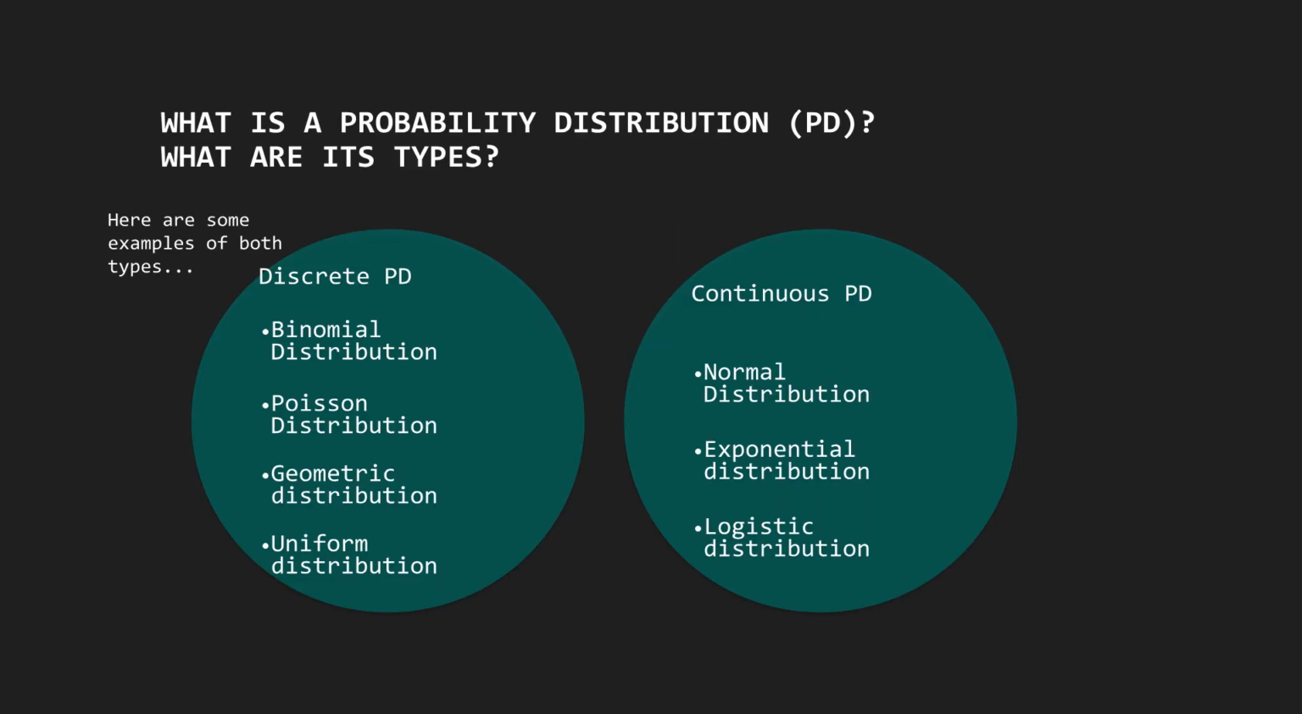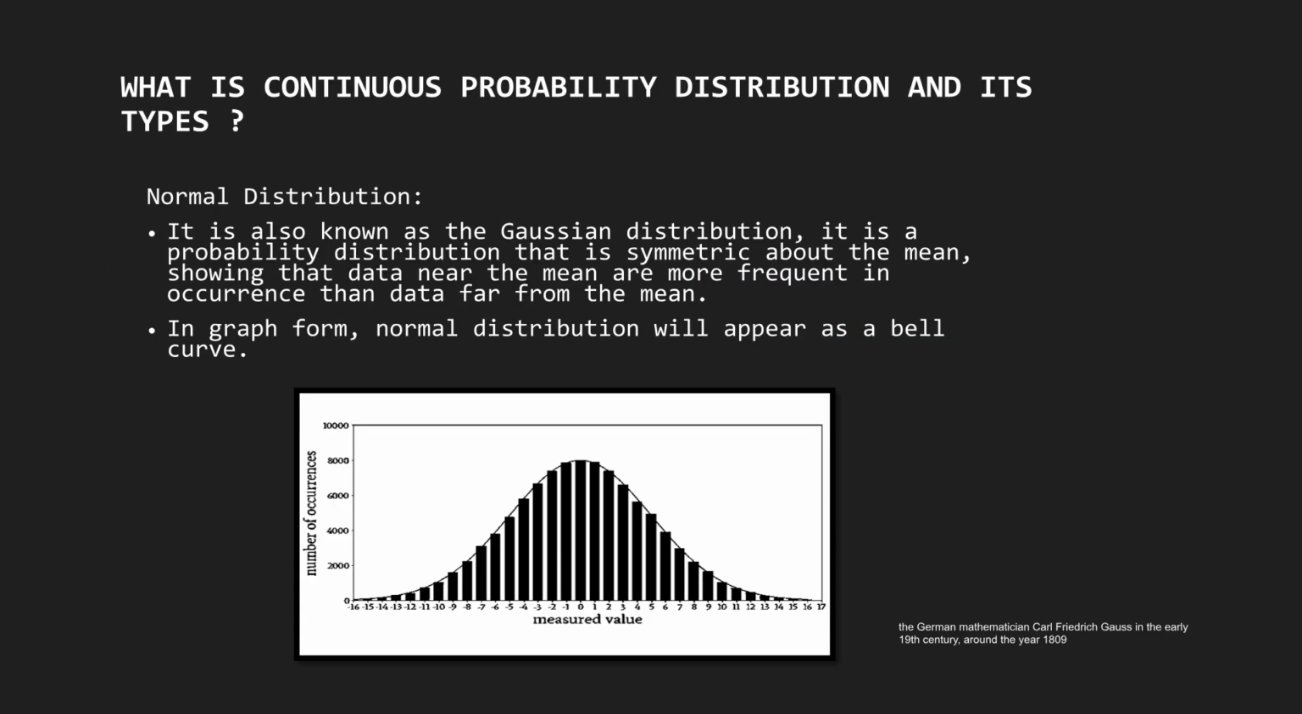A probability distribution describes how probabilities are distributed over the values of a random variable. It can be discrete, with examples like binomial, Poisson, geometric, and uniform distributions, or continuous, including normal, exponential, and logistic distributions. The normal distribution, also known as the Gaussian distribution, is a continuous probability distribution that is symmetric around the mean. Data near the mean are more frequent, forming a bell curve.